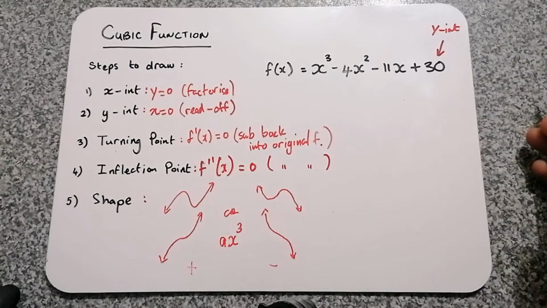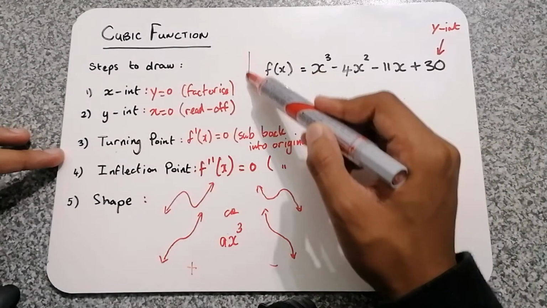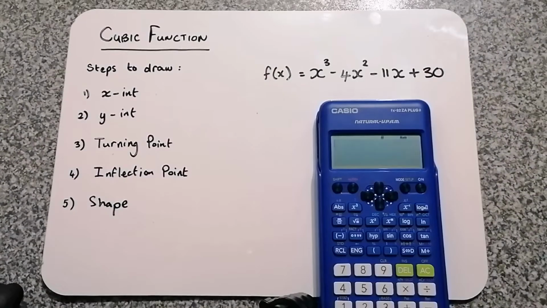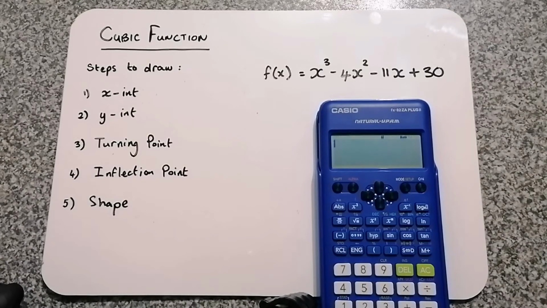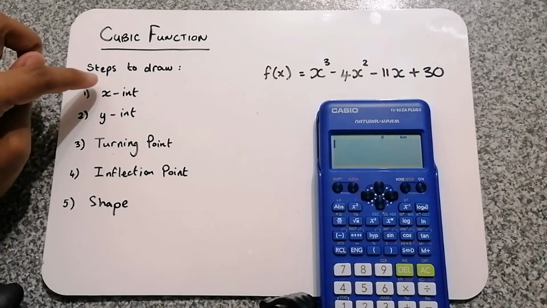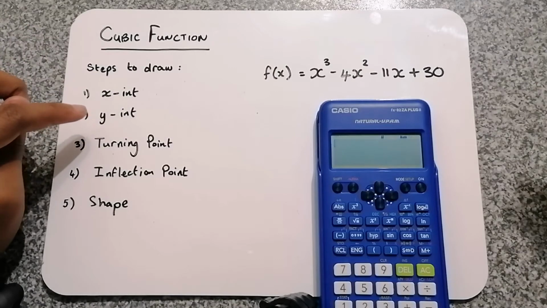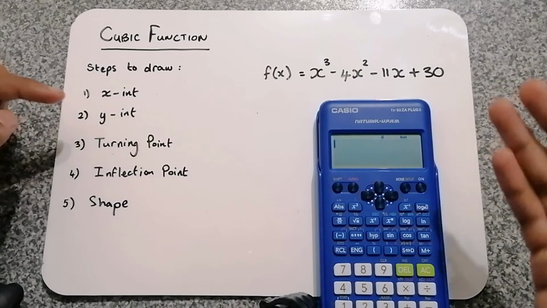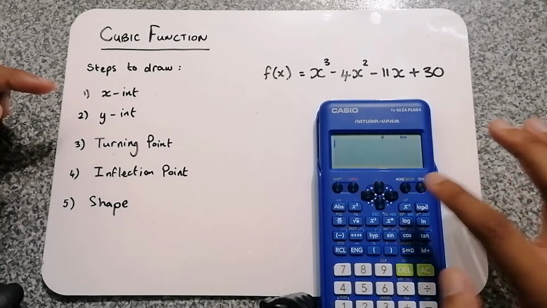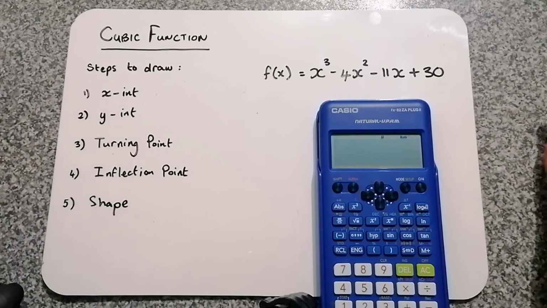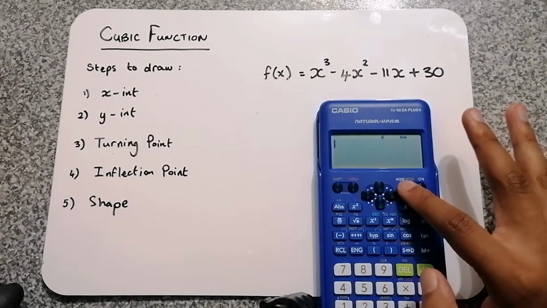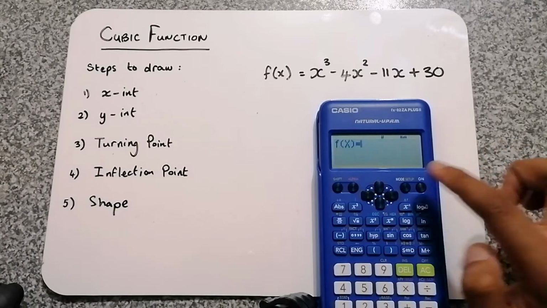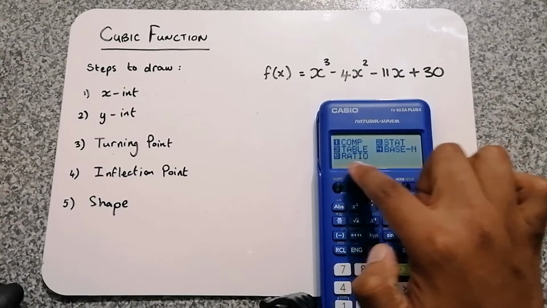So let's keep all of this in mind, and we're going to have a look at this function and draw this function. So we want to start off by working out our x-intercepts and y-intercepts. But instead of factorizing or reading off the y-intercept, I want to go about it a different way using our calculator over here. So I want you all to take out your Casio calculators, press mode, and then I'm going to press 3 because I'm looking for that table mode. So table is number 3.